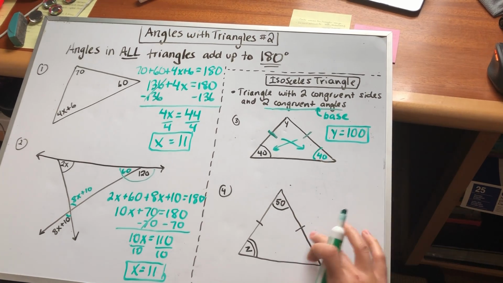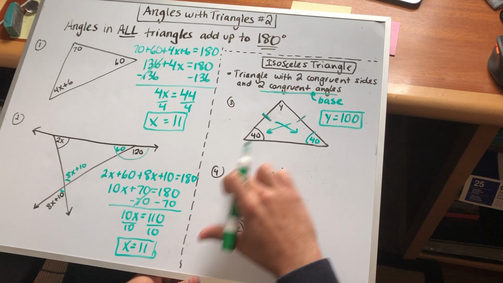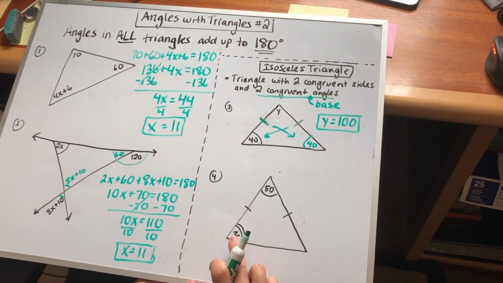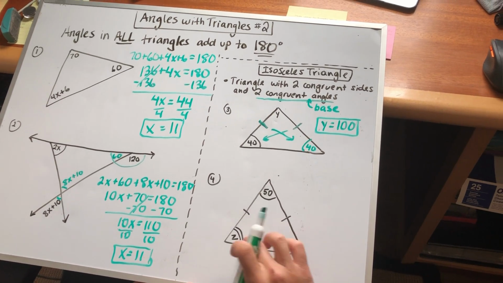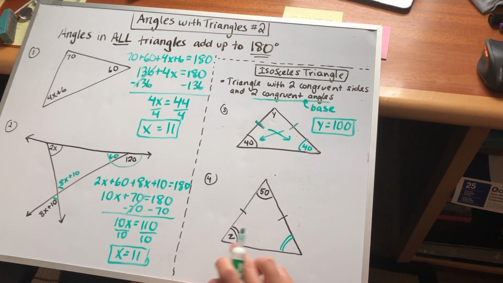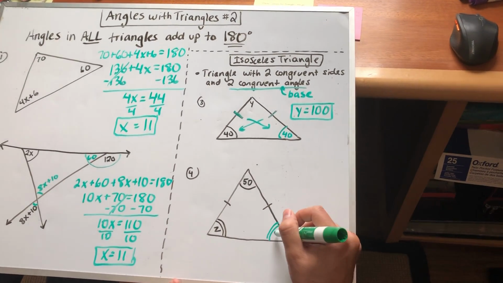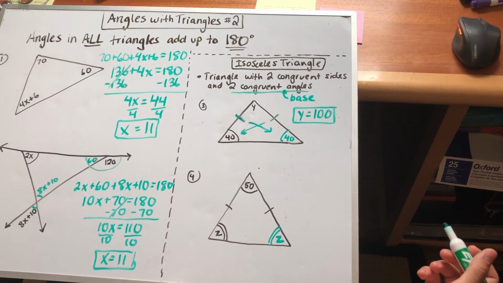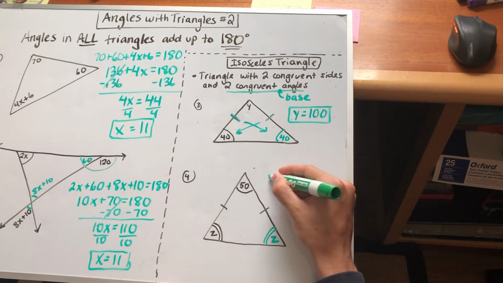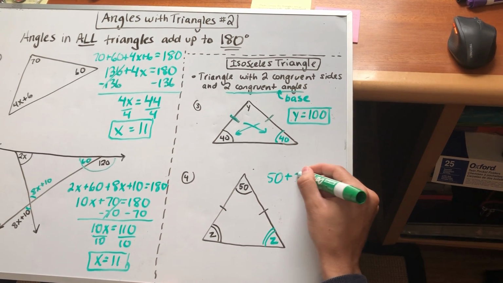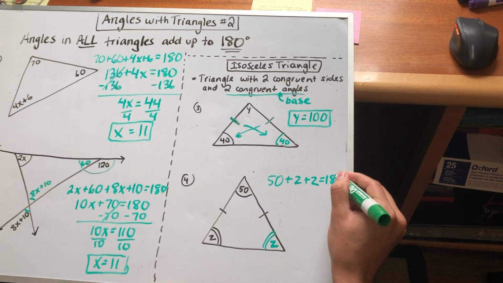All right, this one's a little trickier though. All right, again, this is an isosceles triangle, and they want you to find angle z. You have 2 congruent sides. The base angles should be equal to each other. So if this is z, this is also z. This is the tricky part. So you can just put a z here also. And again, these 3 should add up to 180. So 50 plus z plus another z should equal 180.